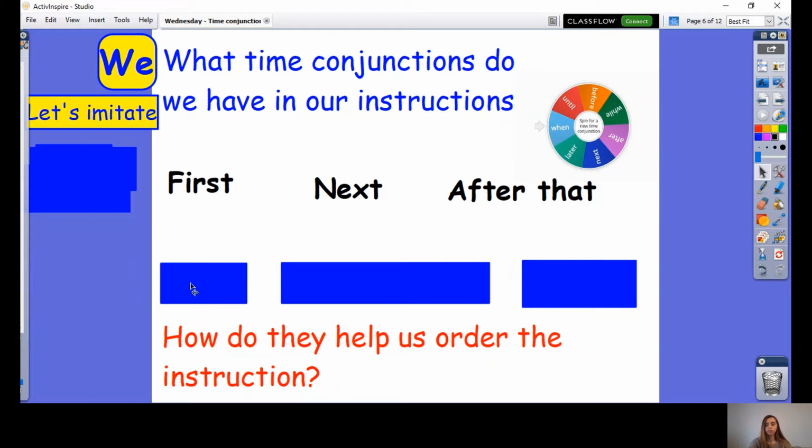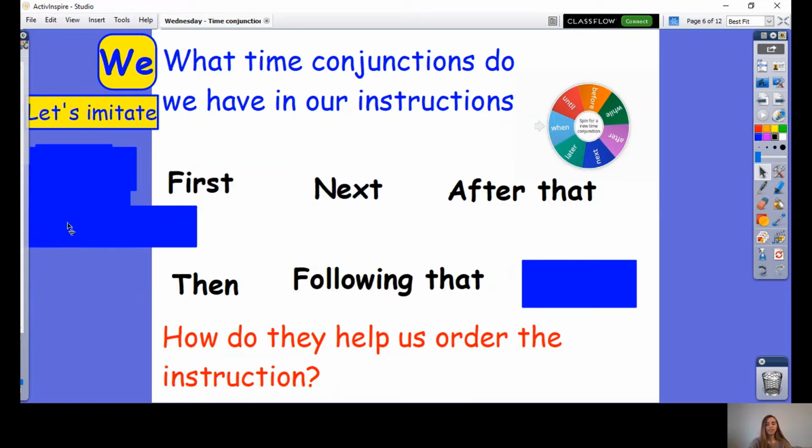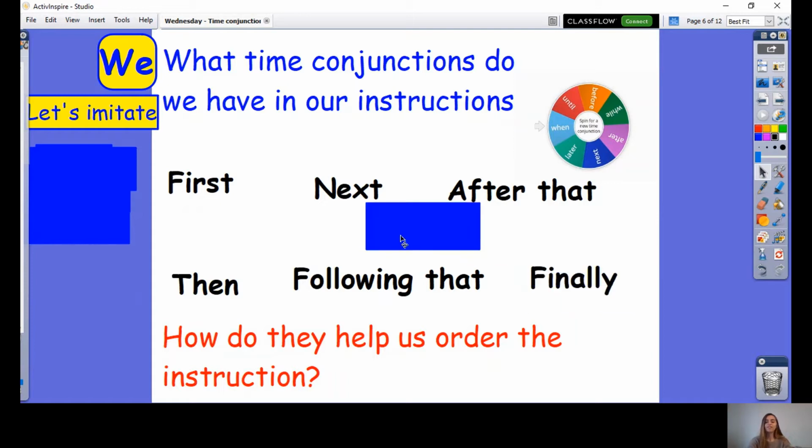What's another one? Amazing. Then. What do we have after then? Following that, well done. And what's step number 7? What time conjunction do we have to end it? Amazing. Finally. Can you pause the video here and write down some time conjunctions you are going to use today in your method? Excellent. Well done for writing those down.